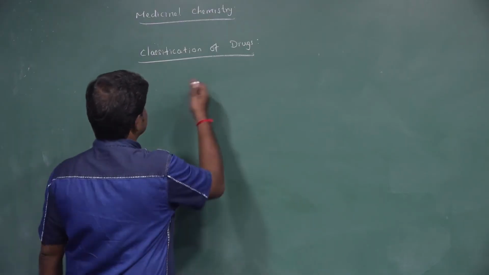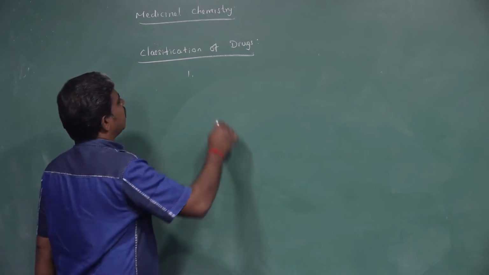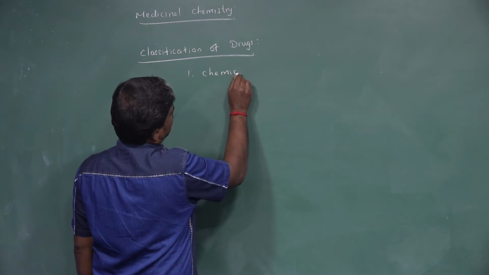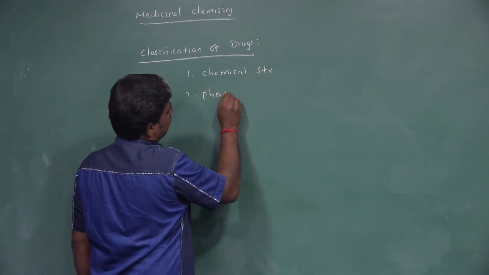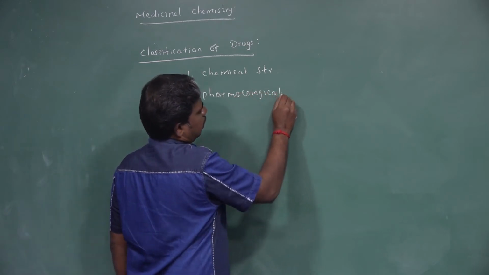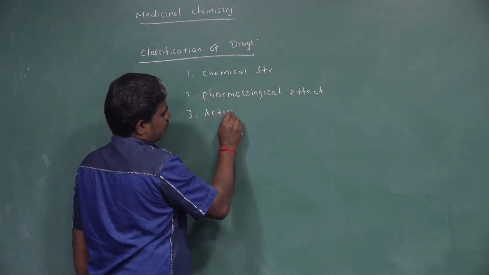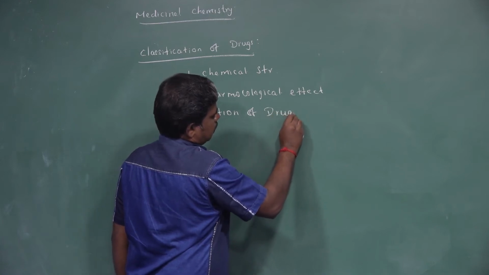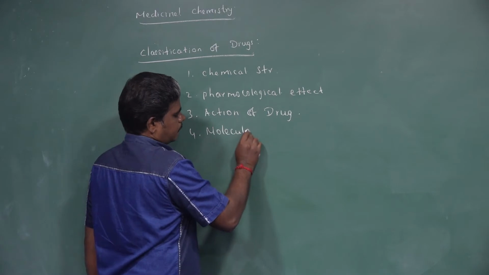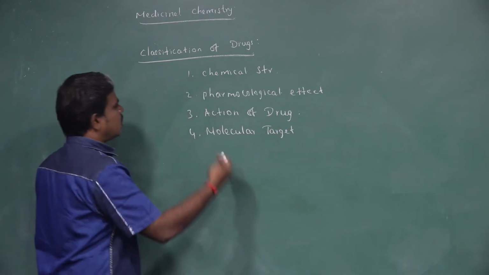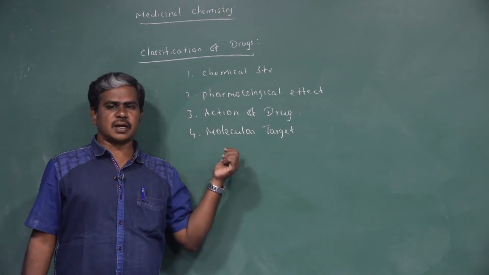Now we are taking the classification of drugs. The drug is classified based on these properties. The first one is chemical structure. The second one is pharmacological effect. The third one is action of drug. The fourth one is molecular target. So based on these, we classify the drugs into four types: chemical structure, pharmacological effect, action of drug and molecular target.